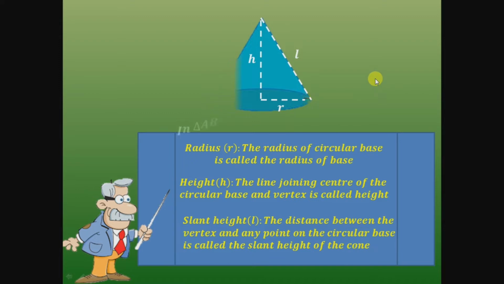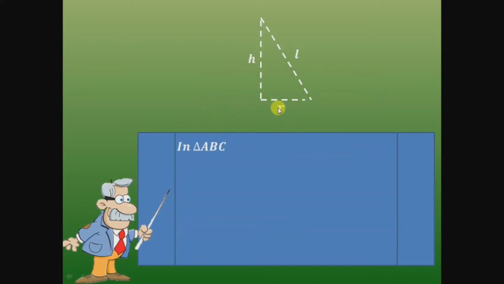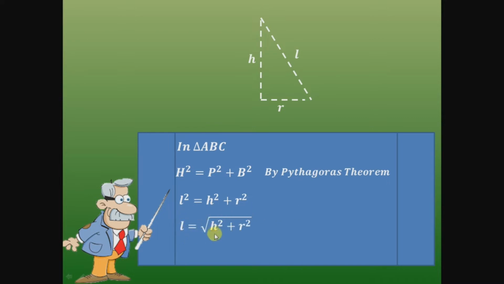Now let me derive a relationship between height, radius, and the slant height of a cone. So now we consider it's a right angle triangle. By the Pythagoras theorem, hypotenuse square is equal to perpendicular square plus base square. Hypotenuse here is the slant height L, perpendicular is h, and base is r. So L square is equal to h square plus r square. So from here L is equal to square root of h square plus r square. This is the relationship between the slant height and the radius of a cone.